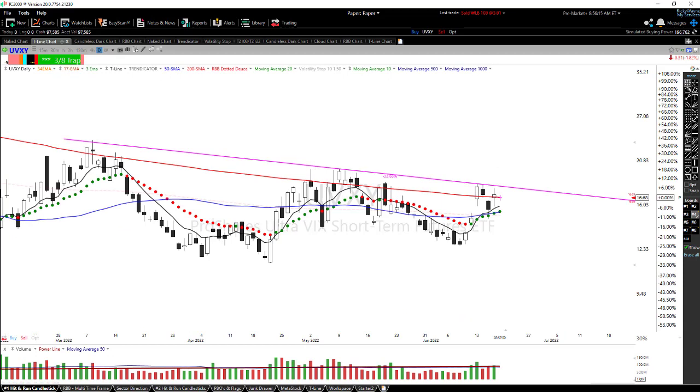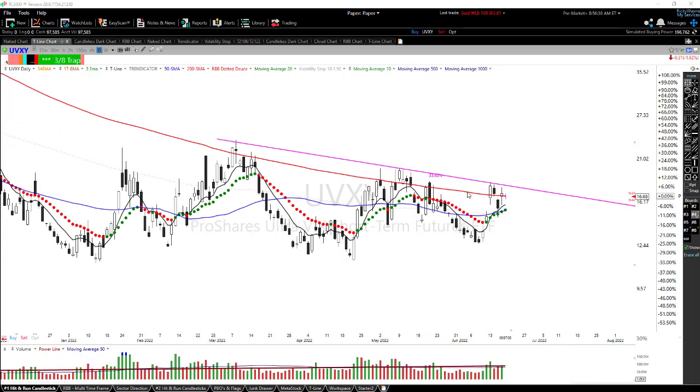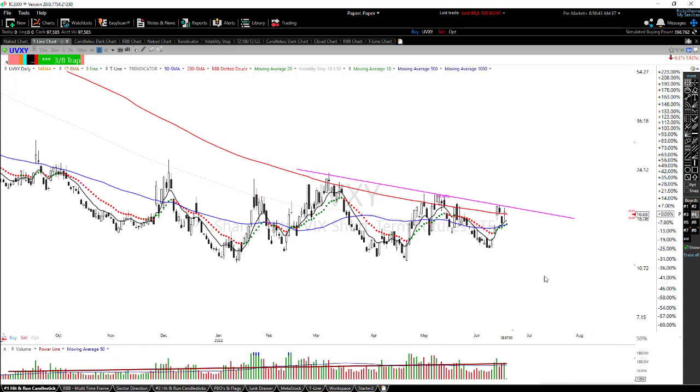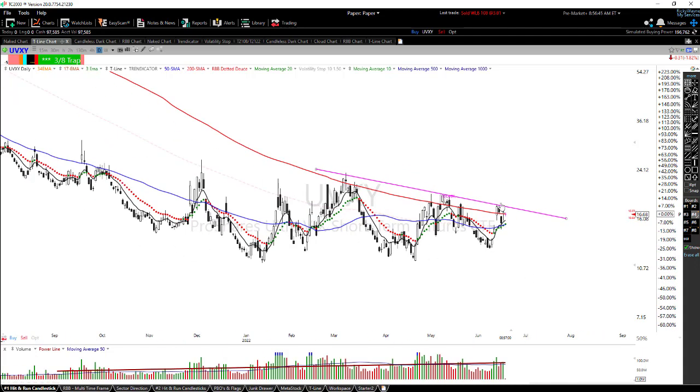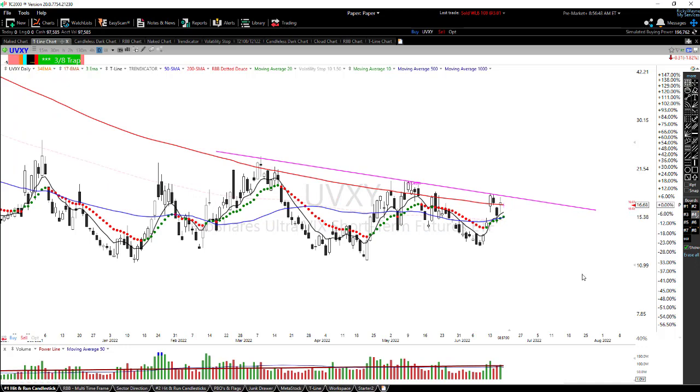UVXY, I watch this a lot. I have another chart to my right, another monitor, and on that monitor I have UVXY, sometimes the VIX. They're both VIX instruments. I put UVXY up because I sometimes trade that. You can see that UVXY has a little bit of a downtrend here, but you can also see how it's trying to find a crack in it and get through.